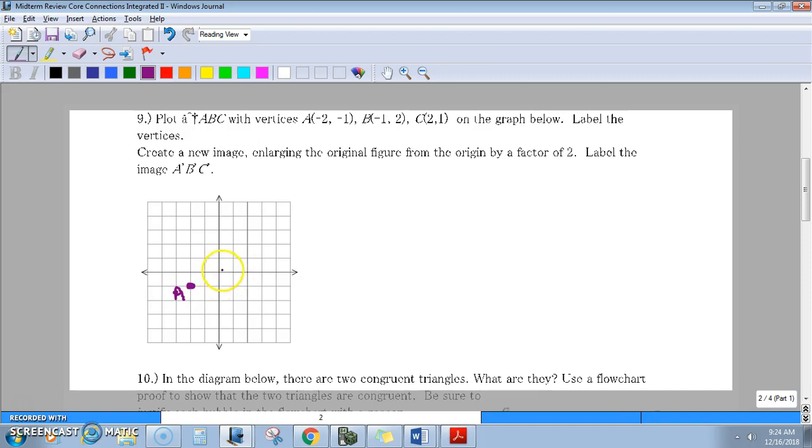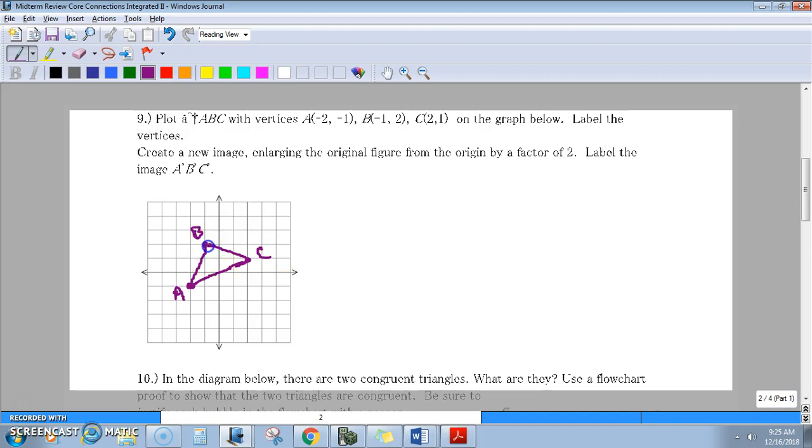B is -1, +2. So that's B. And C is 2 and 1. So that is C. So we have this triangle right here. Cool. Create a new image, enlarging the original figure from the origin by a factor of 2.